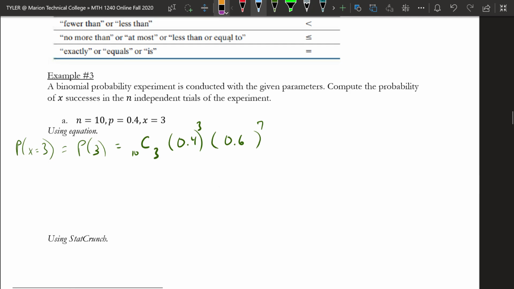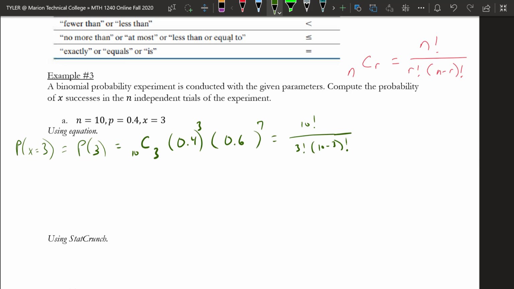So don't forget that to calculate, usually we use n choose r for a combination. Remember, this is equal to n factorial over r factorial times n minus r factorial, right? So in other words, this would be equal to 10 factorial over 3 factorial times 10 minus 3 factorial. Right, and then this would be times 0.4 raised to the 3rd power times 0.6 raised to the 7th power.